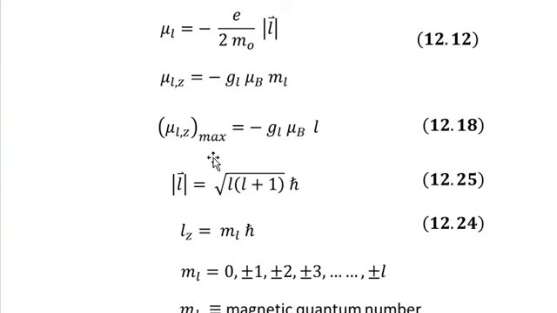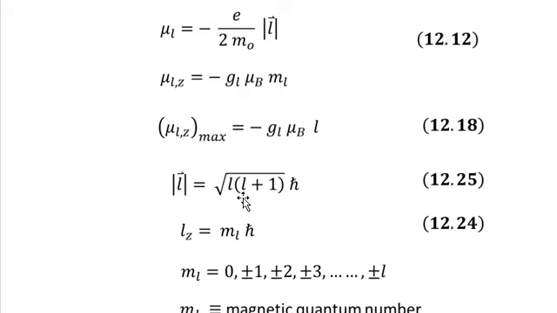So I am writing the maximum of the z component of the orbital angular momentum on the left hand side, and on the right hand side I have replaced ml with the orbital quantum number L, because the maximum value of the orbital magnetic quantum number is the orbital quantum number L. So in equation number 18, on the right hand side you have the quantum number L, which is actually the maximum value of the orbital magnetic quantum number ML.